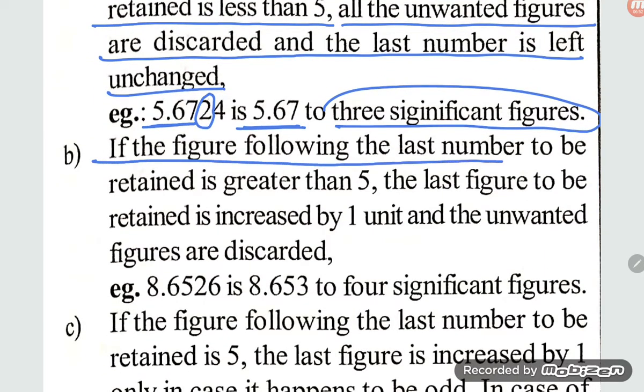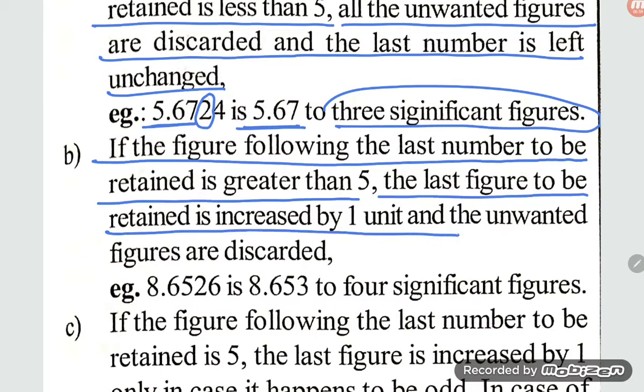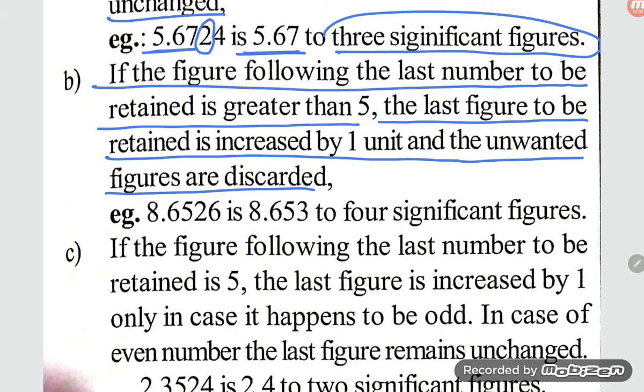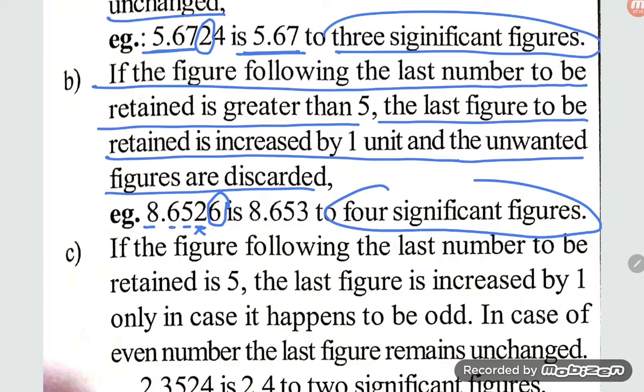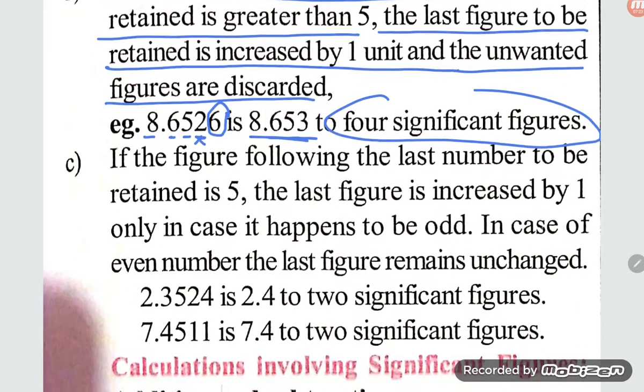If the figure following the last number to be retained is greater than 5, the last figure to be retained is increased by 1 and the unwanted figures are discarded. So suppose we need 4 significant figures. So this is 1, 2, 3, 4. Here you see the last one is 6, more than 5. So what do we have to do? We have to increase this figure by 1. So it comes to 8653, and the last one is discarded.